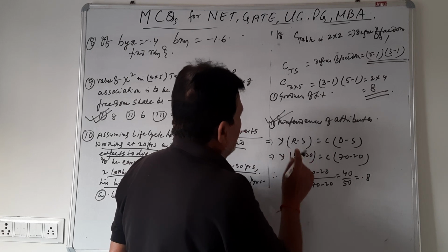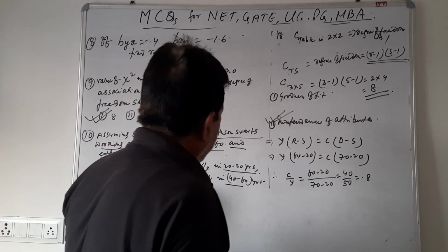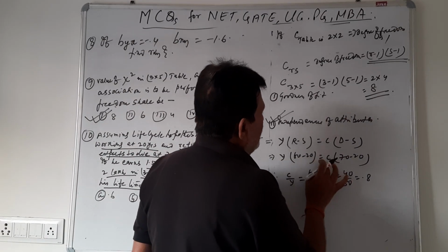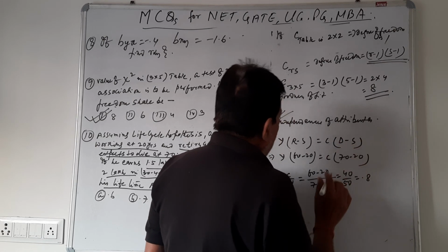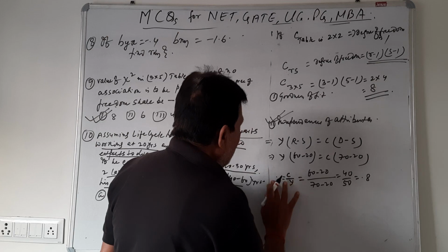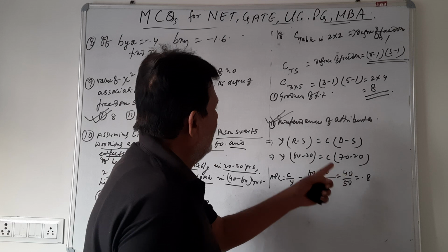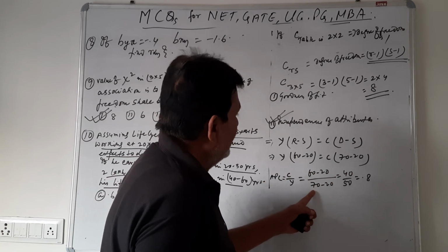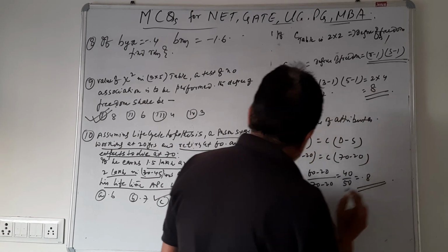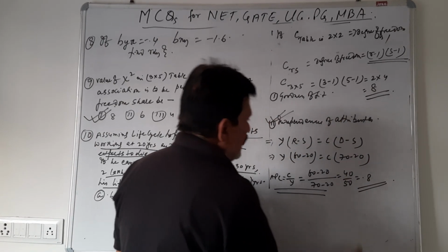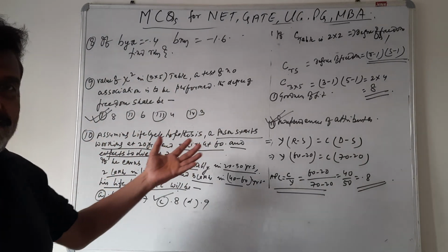So the retirement age is 60, and he starts working at the age of 20. So Y into 60 minus 20 equals C into 70 minus 20, since the death age is 70. We have to find the APC, and APC is C by Y. So C by Y would be 60 minus 20 divided by 70 minus 20, that is 40 by 50, and that comes to 0.8. So his lifetime average propensity to consume would be 0.8. This is how we have solved these 10 sums.